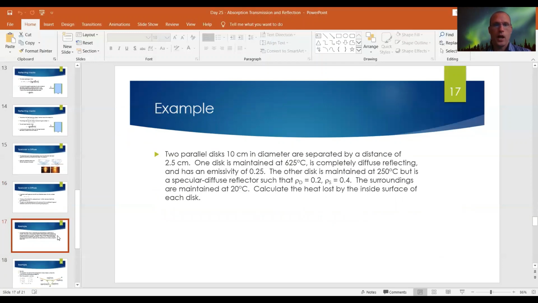Here we go. We have 2 parallel discs, 10 centimeters in diameter each, separated by a distance of 2.5 centimeters. One disc is at 625 Celsius. It's completely diffuse reflecting, with an emissivity of 0.25. The other disc is at 250 Celsius and has both specular and diffuse types of reflection. Diffuse is 0.2, specular is 0.4. The surroundings are maintained at 20 degrees Celsius. We want to calculate the heat lost by the inside surface of each disc.